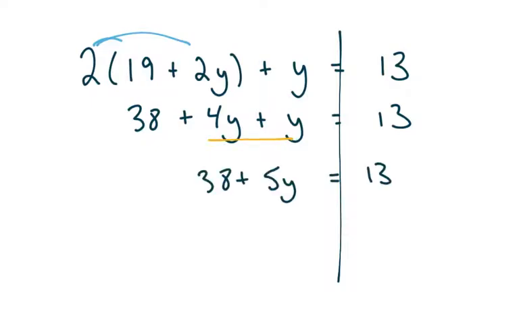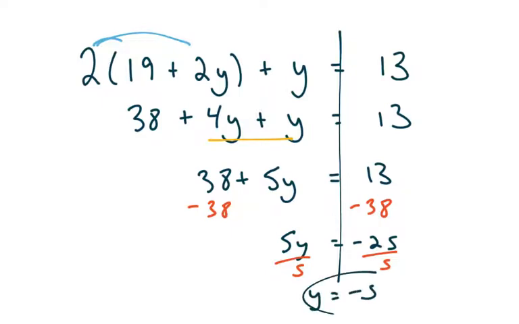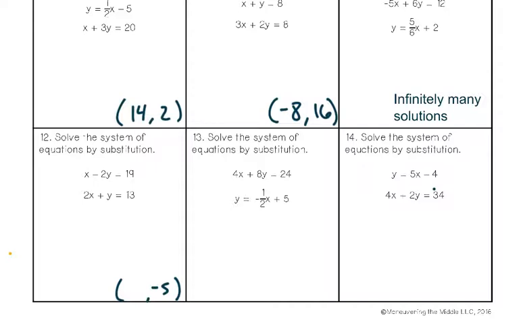So I'm going to start by getting rid of that plus 38 by subtracting 38, and I do it to both sides. And now I have a one-step equation. I finish this out by dividing by positive 5. Negative 25 divided by positive 5 equals negative 5. So that's my y. But I do need to finish this by solving for my x.